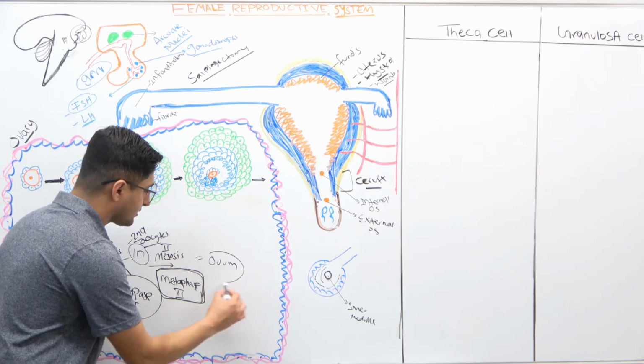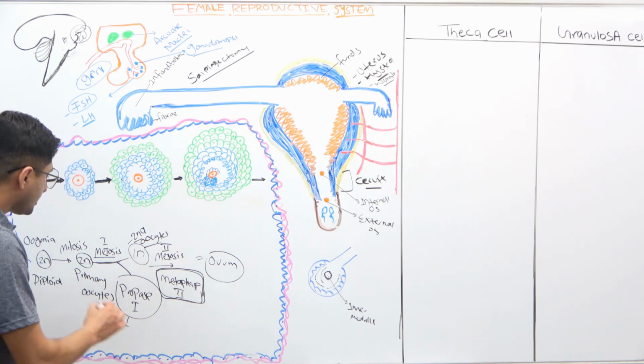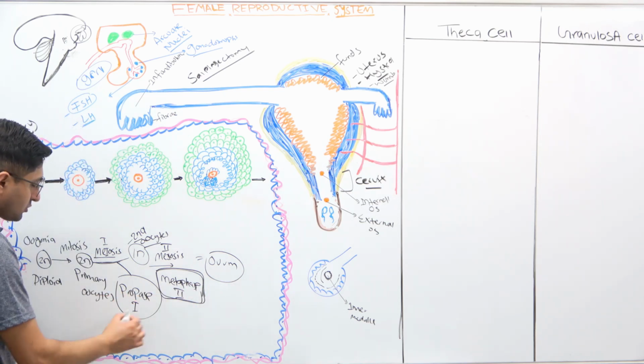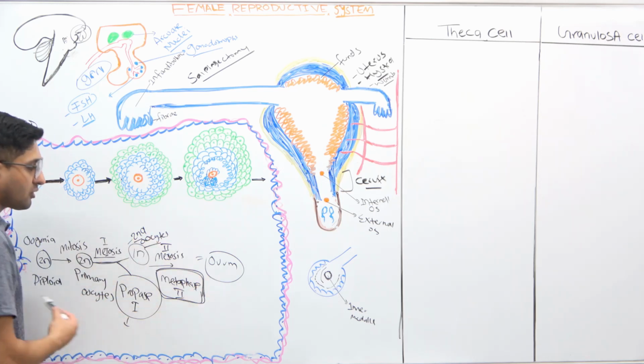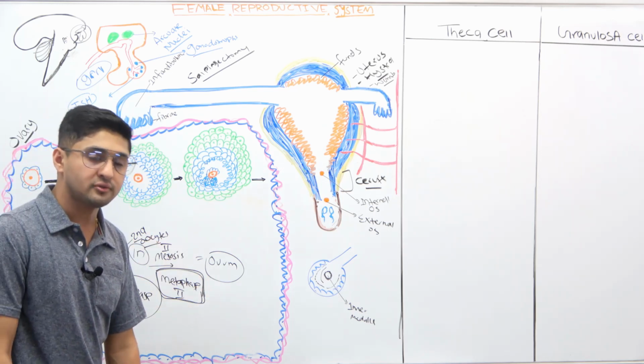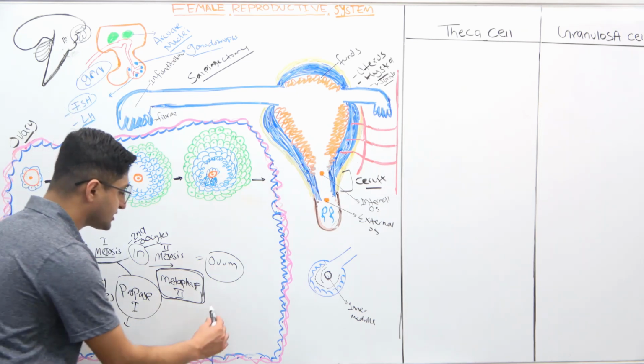That's what it's going to become. But remember this whole cycle, okay? This whole cycle is something that you have to remember. And this whole cycle is what we call oogenesis, okay? In men, we say spermatogenesis because we make a sperm, right?